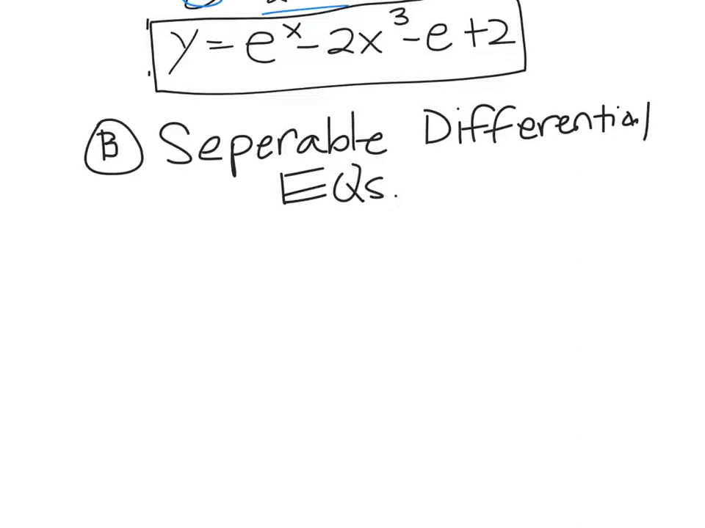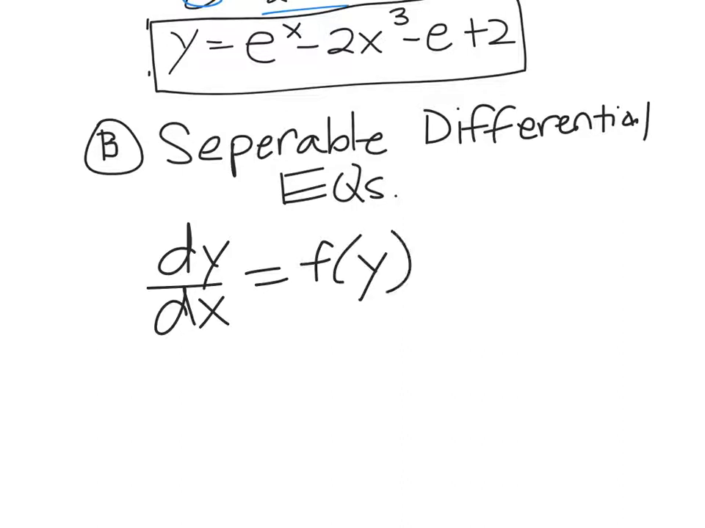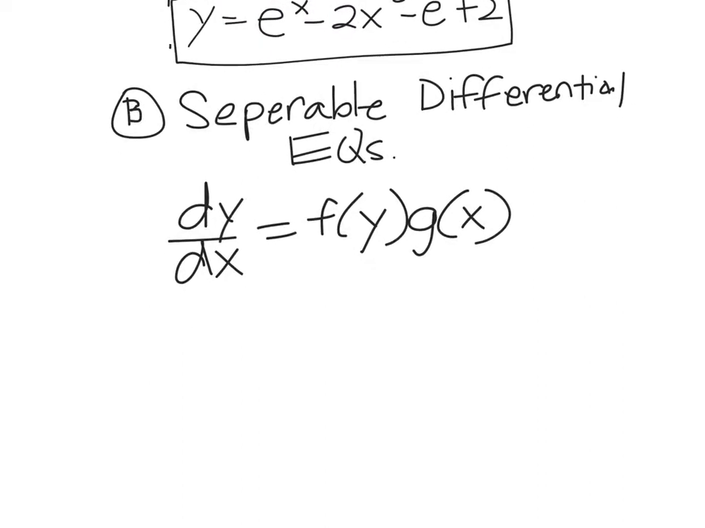Okay, here's what separable differential equations look like. We're going to have dy dx equals, but we're going to have two functions, okay? One of them is going to be in terms of y, f of y, and the other one is in terms of x, g of x. It's like two variables, okay? And what you want to do is separate the variables. So you want all the y parts together and all the x parts together. So we're going to bring the dx over to this side, and we're going to divide by f of y, okay?